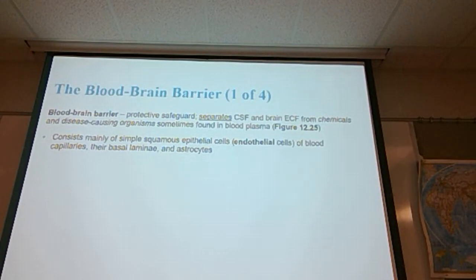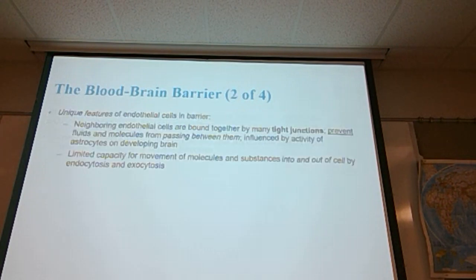It consists mainly of simple squamous epithelial cells and blood capillaries, their basal laminae, and astrocytes. Now, the unique feature of the endothelial cells in the barrier is that neighboring endothelial cells are bound together by tight junctions. And if you remember about tight junctions, they prevent fluids and molecules from passing between them, as their name would imply. This is influenced by the activity of the astrocytes on the developing brain.